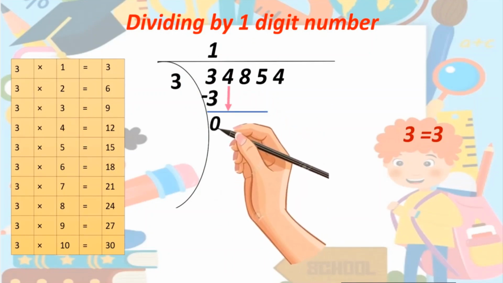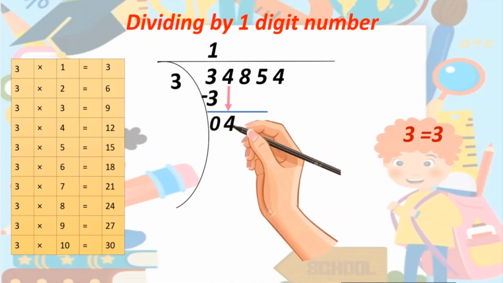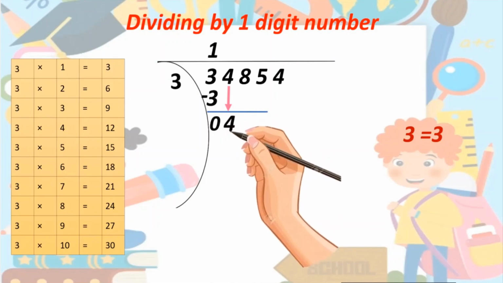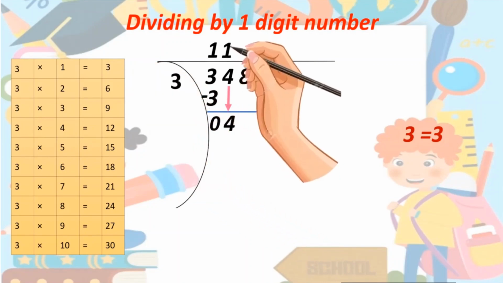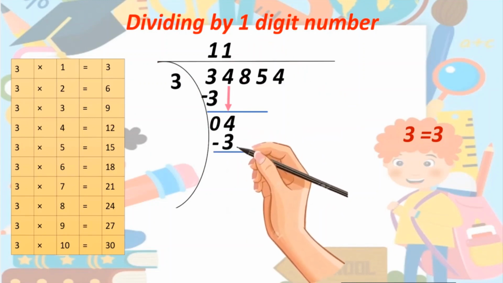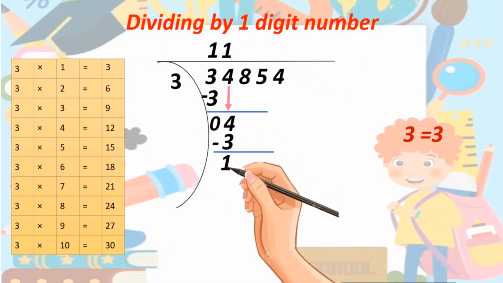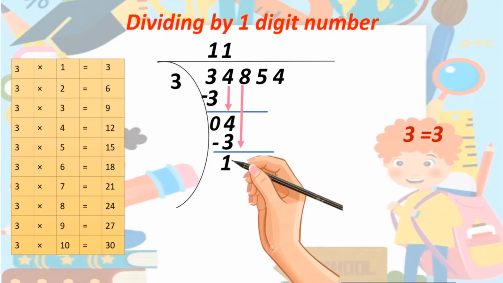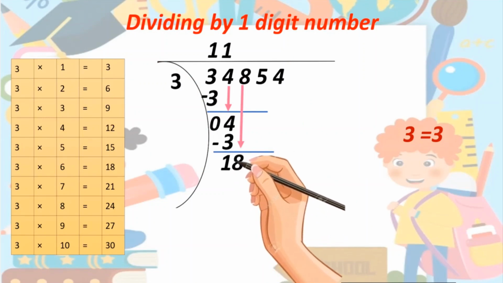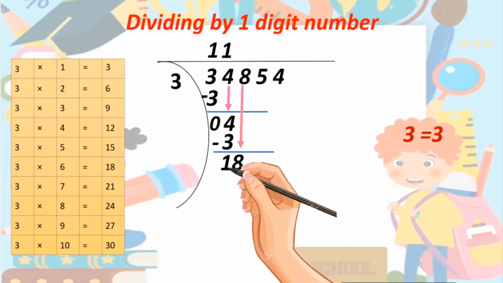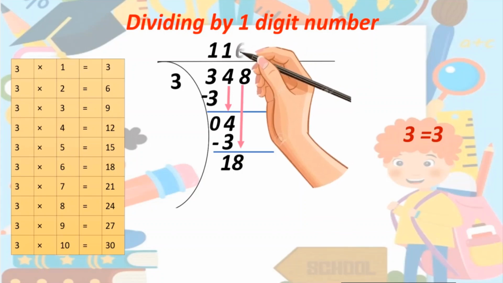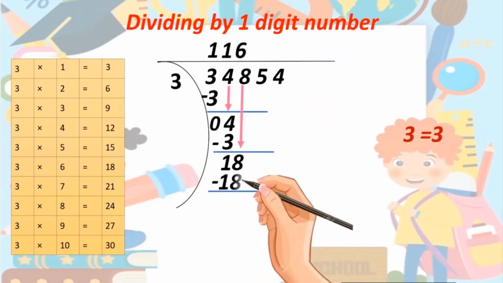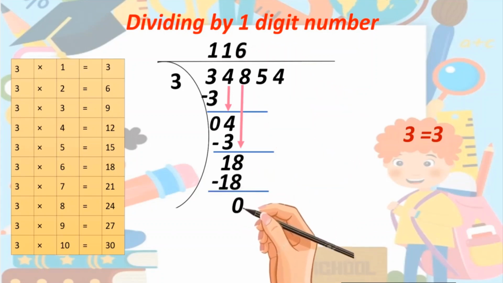Now we bring down the next number, which is 4. So again we look into the table of 3 and we find 3 ones are 3. When we subtract 3 from 4, we get the remainder as 1. And then we bring down the next digit and write it as 18. So again we need to look into the table of 3. So 3 sixes are 18. So when we subtract, we get 0.